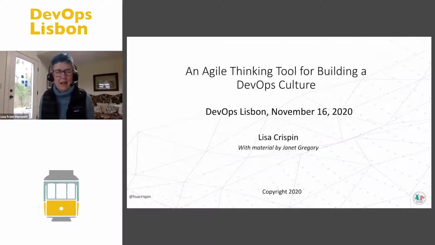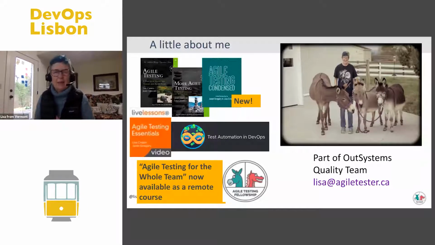This is an idea that Janet Gregory and I had a few months back that we worked on and experimented with, and I'm going to share it with you today. It's still kind of experimental, and we hope people will try it and give us feedback. As Sergio said, I'm on the OutSystems quality team, and I'm always available for questions. I'd love to hear from you, so feel free to email me or contact me on Twitter.